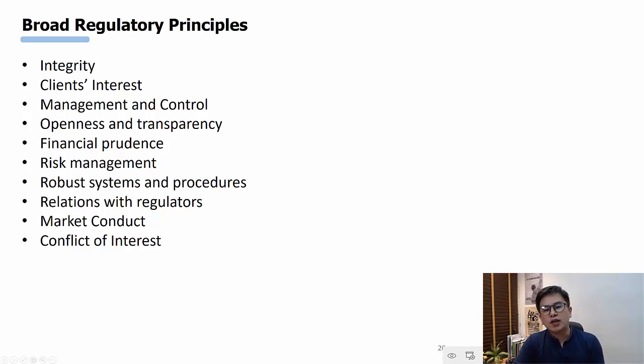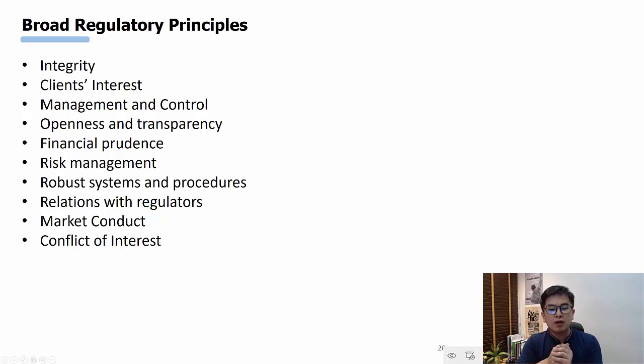Okay. The fourth one is openness and transparency. When we talk about openness and transparency, we are talking about being open and transparent about business arrangements, including communication between the financial institution and their client. All right, so that the clients are comfortable with how the financial institution is conducting their business.